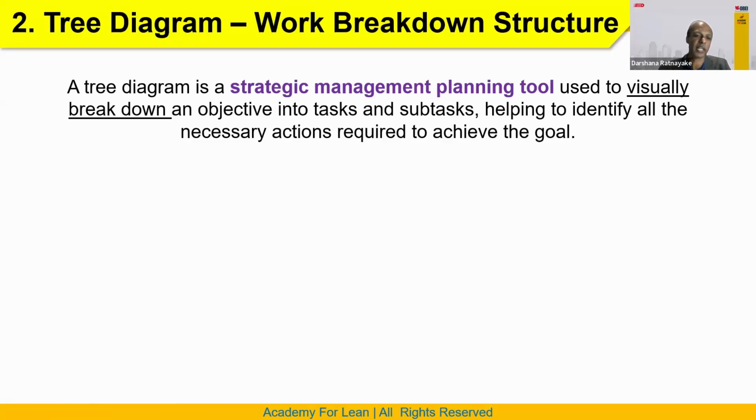And it's a visual tool. Using this tree diagram, we can understand what the key tasks are and what the subtasks are. By identifying that, we can get a lot of benefits or action items to achieve the goal very easily. We'll do it and we'll go to the second one, right?